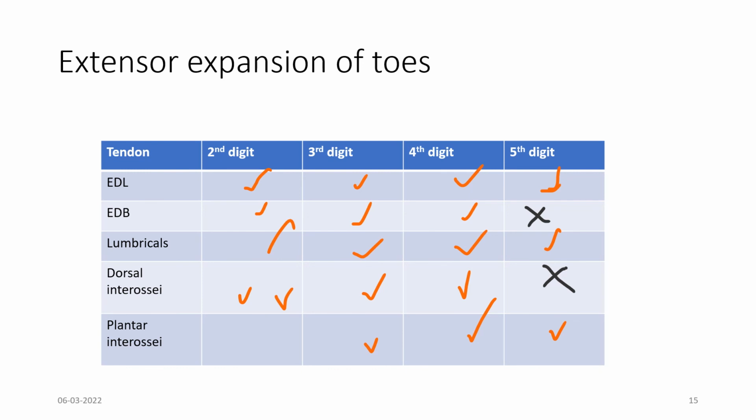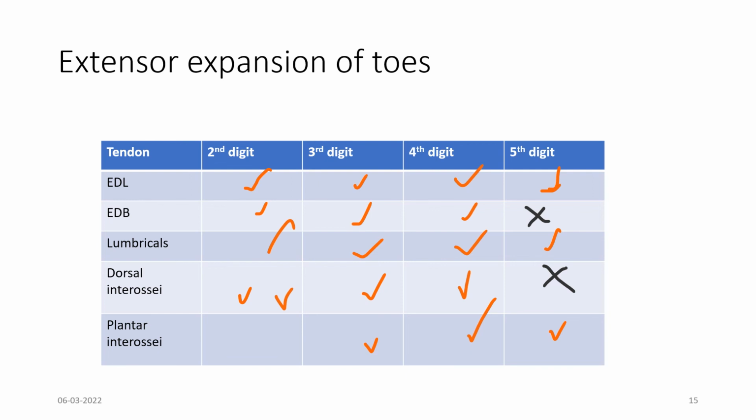Let us look at the table, similar to that of the upper limb. The tendons for these four digits, second to fifth digits: the extensor digitorum longus is seen for all four, and extensor digitorum brevis is not seen for the little toe. The lumbricals are seen for all four toes, and the dorsal interossei are seen, two in relation with the second digit and one each for the third and fourth digits. Whereas the plantar interossei are seen only for the third, fourth and fifth digits.